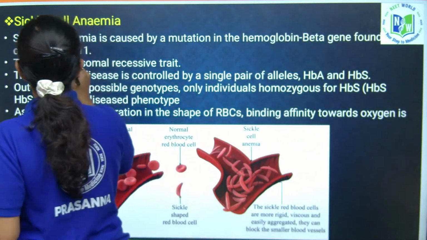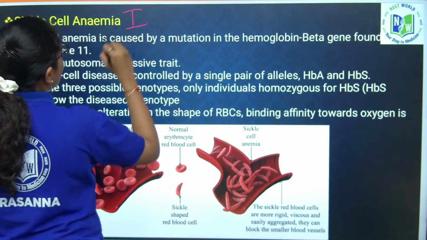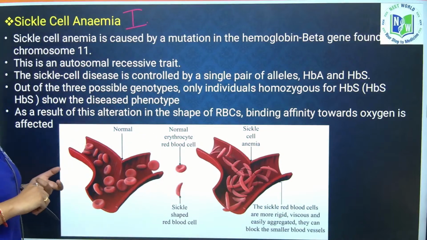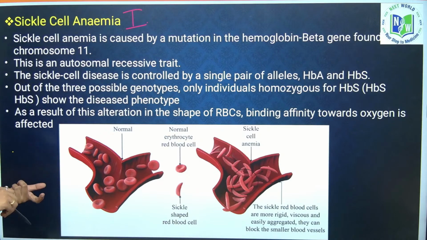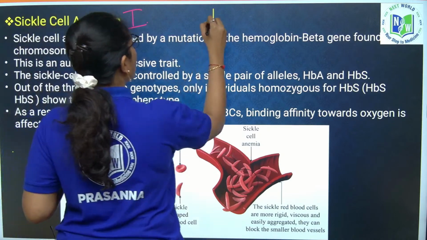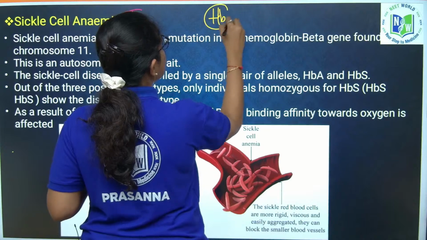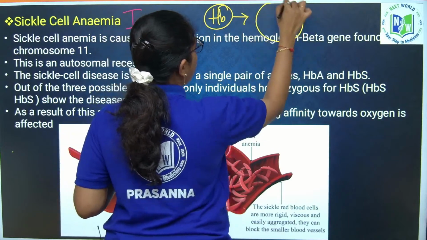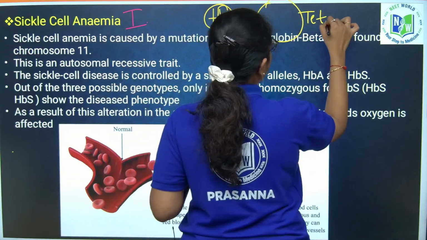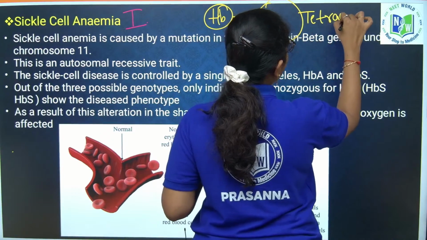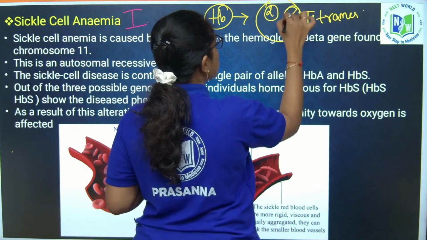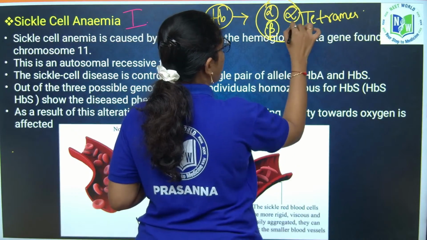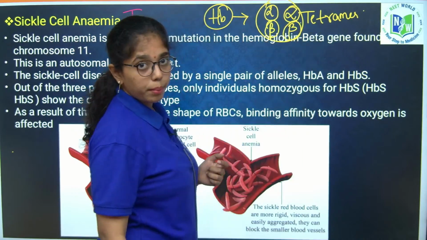So the very first disease is sickle cell anemia. First let us understand sickle cell anemia. Before that you have to be clear with the structure of hemoglobin. What is hemoglobin, ma? Hemoglobin is a tetramer, right? It is a tetramer globulin protein, okay, which has 2 alpha chains and 2 beta chains.